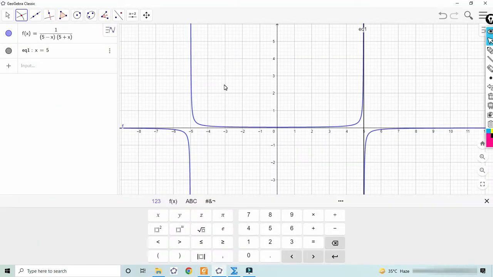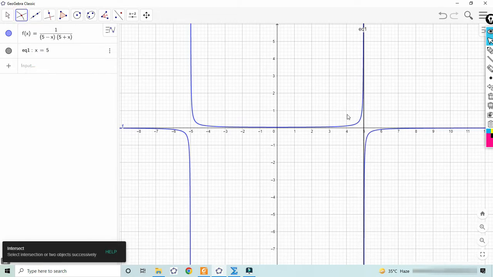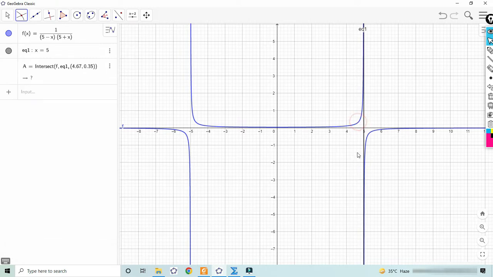We can also verify from the graph as well. I have drawn the graph of the given function and a line x equal to 5, a vertical line. And if we find the intersection of these two curves, the line and this curve, there is no point of intersection because at x equal to 5 this function is undefined, there is no any proper value.